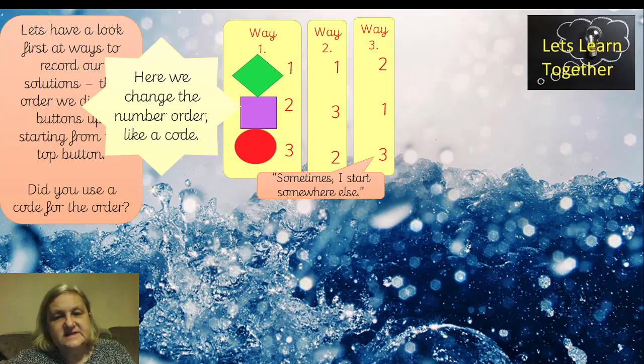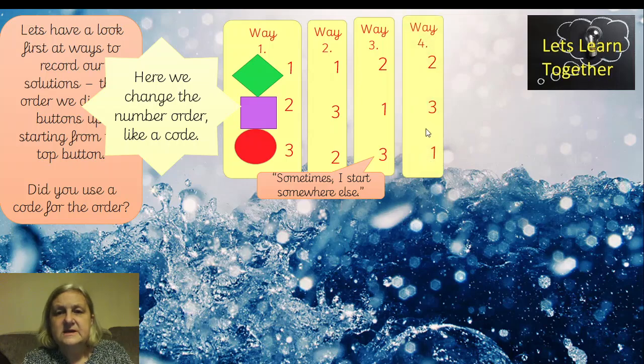And then the rule in the question said, sometimes I start somewhere else, and this is exactly what this third way is doing. Starting with the middle button, and that's going to be the first button. So that one gets a 1 against it. The green one at the top gets a second, and then the third. And then the following one will start on the purple one again. Oh, it won't start on the purple one again. It's starting at the bottom on the red one now. Okay. And then it's switching over.